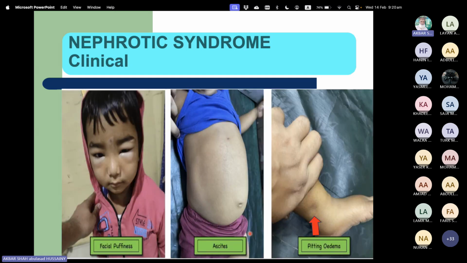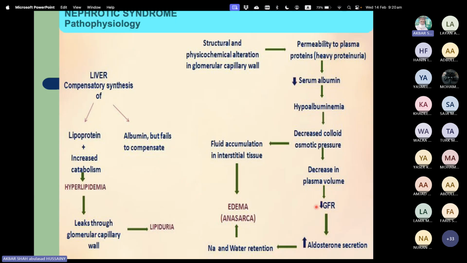And these are the clinical pictures of nephrotic syndrome. Patient may have facial puffiness, ascites, and pitting edema. See, this is the edema. We press on it, and there'll be a pit formed because the fluid is displaced, and this is the pitting edema. These are the clinical features of nephrotic syndrome.